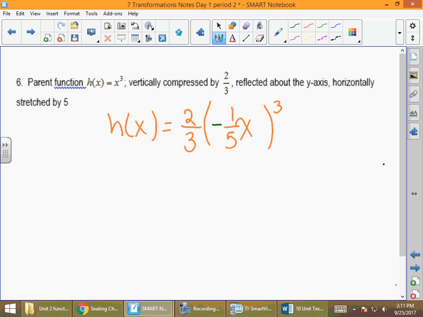And go back and look at this once you have it written, because sometimes you get it written down and then you go back and check and go, whoops, I need to fix something. The vertically compressed by 2/3 is outside. That seems right. The negative on the inside of the function reflects over the y. We have that. And then the horizontal stretch. Again, we have to take the reciprocal of 5. So we're going to flip that into 1/5. It is going to be on the inside of the function. And then we better execute. So we should be fine on this problem.